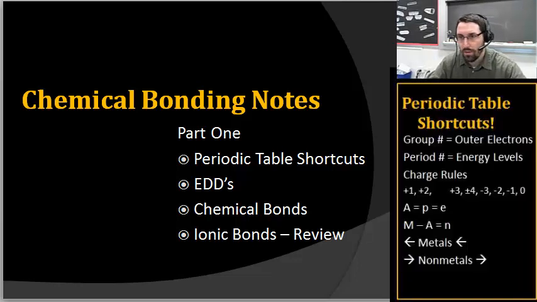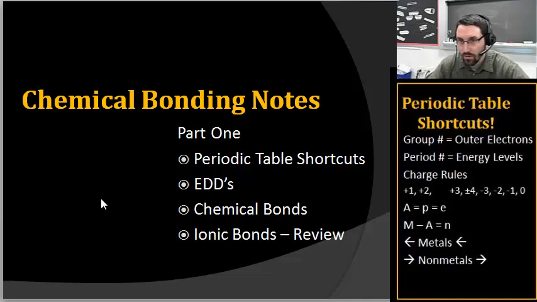This is the chemical bonding notes part 1. In this video we're going to go over periodic table shortcuts, electron dot diagrams, chemical bonds, and then ionic bonds, which is actually a review from the last 9 weeks.